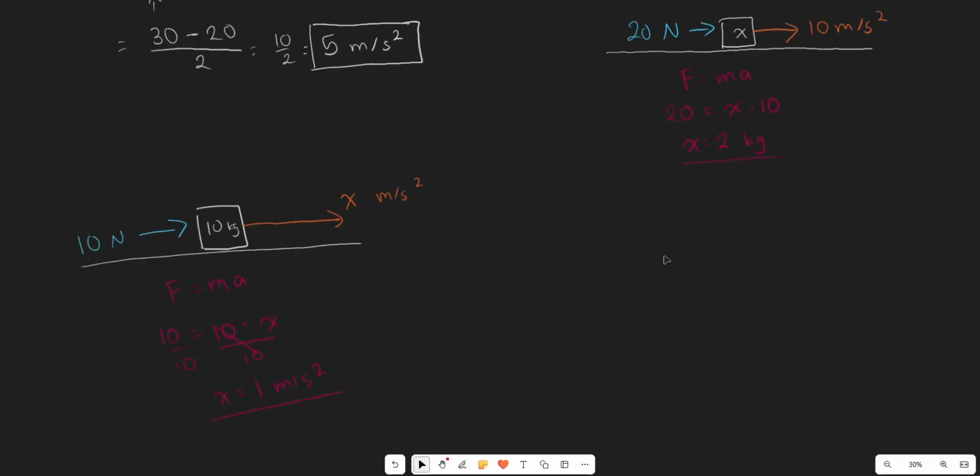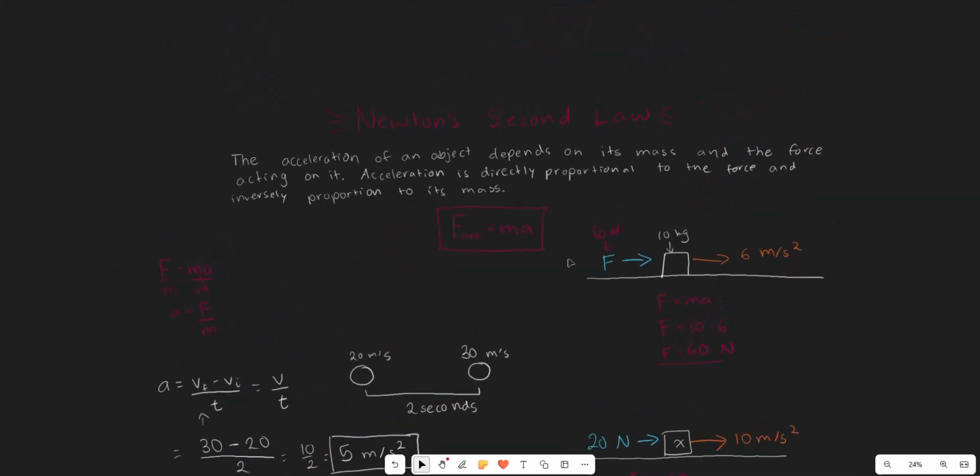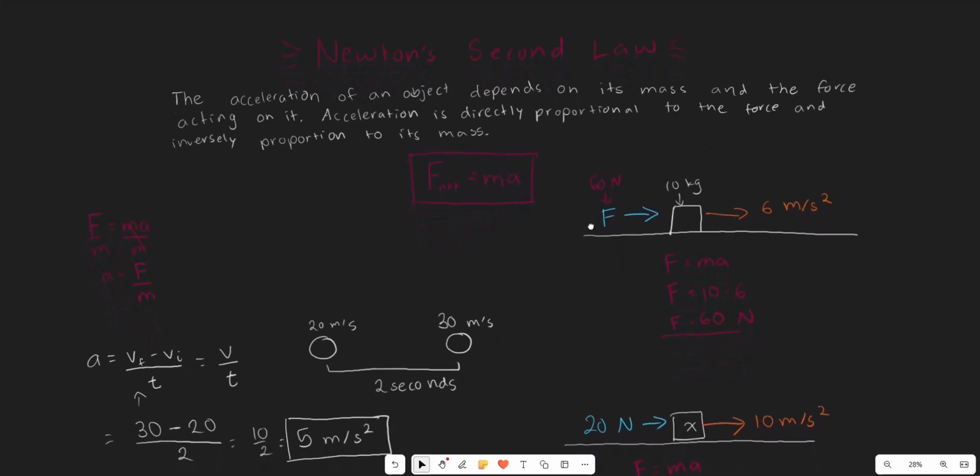So that is what Newton's second law is. It relates the acceleration of an object to the force acting on it and its mass. That's Newton's second law.